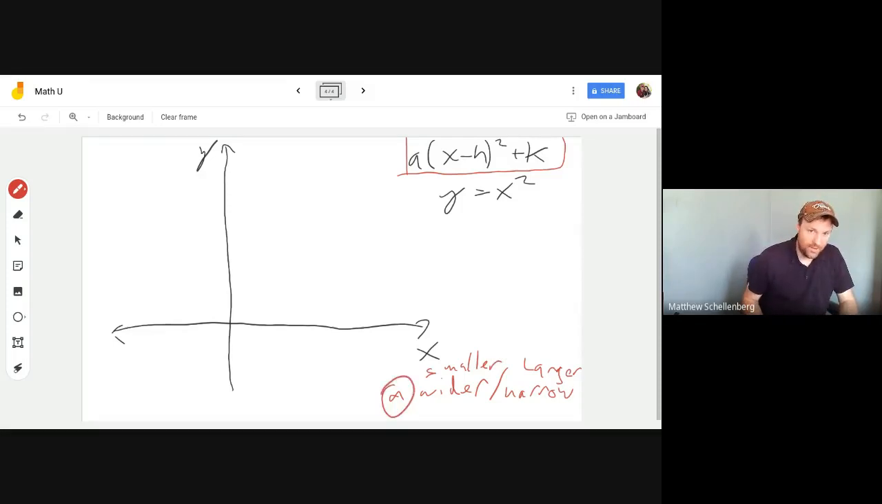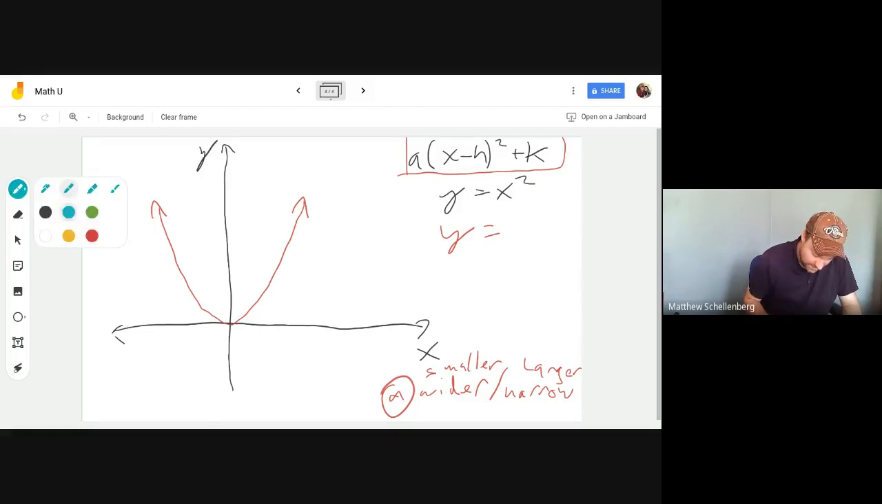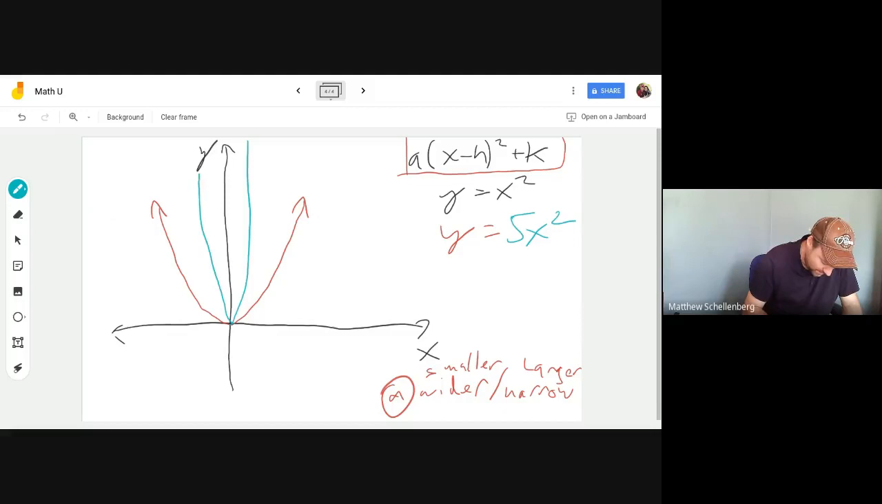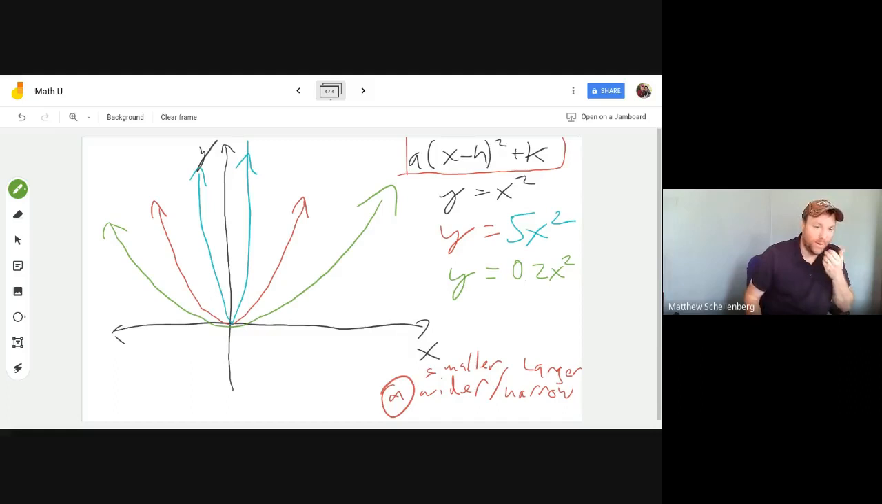So for example, let's say we have y equals x squared. And so y equals x squared would look something like this. I'm not great at drawing, but I think that's about right. If I change this and say that y equals, let's use a different color, 5x squared, then it would look more like this. Okay, it would go up a lot faster. And if I said that y equals 0.2x squared, then it would be a lot wider. So it would go something like this. Okay, so the a tells you if it's wider or narrower.